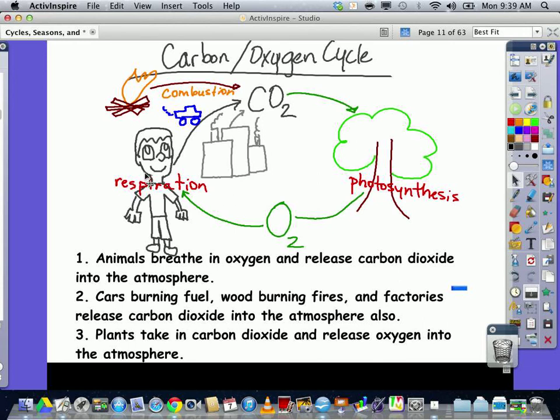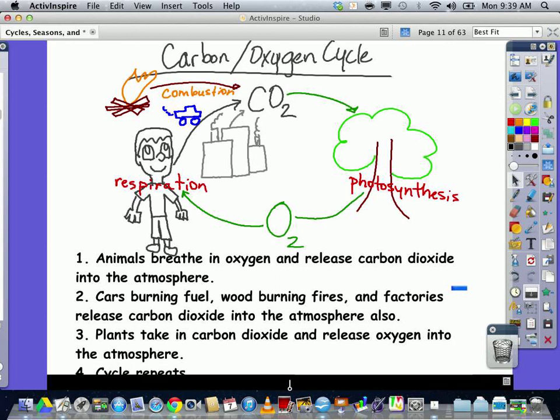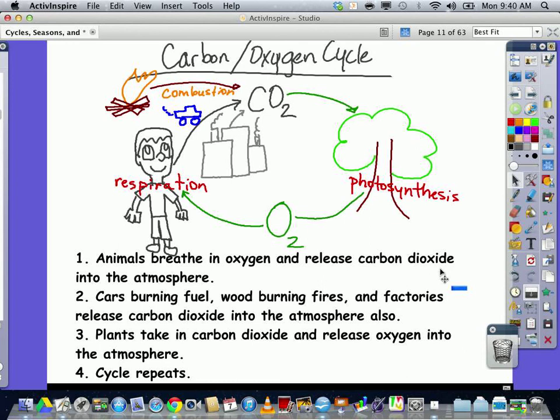So the animal kingdom, along with different things that burn, all contribute carbon dioxide to the atmosphere. That carbon dioxide gets absorbed into plant life, which through the process of photosynthesis changes that carbon dioxide into oxygen. The oxygen is then released by the plant life back into the atmosphere, where we as humans in the animal kingdom then breathe that oxygen back in. Our cells go through respiration and we release the carbon dioxide back out. In other words, the cycle repeats. And that's the carbon-oxygen cycle.